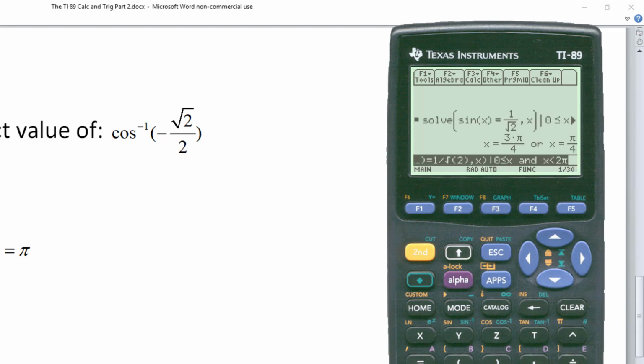Okay, so my solutions are 3 pi over 4 and pi over 4. Those are the solutions in that interval where x is greater than or equal to 0 and less than 2 pi. If you want the complete solution, you would say 3 pi over 4 plus n times 2 pi, in other words, adding a multiple of 2 pi, because that's the period of your sine function, and then the other general solution would be pi over 4 plus n times 2 pi. So just adding multiples of 2 pi to those two solutions, you get the complete solution.